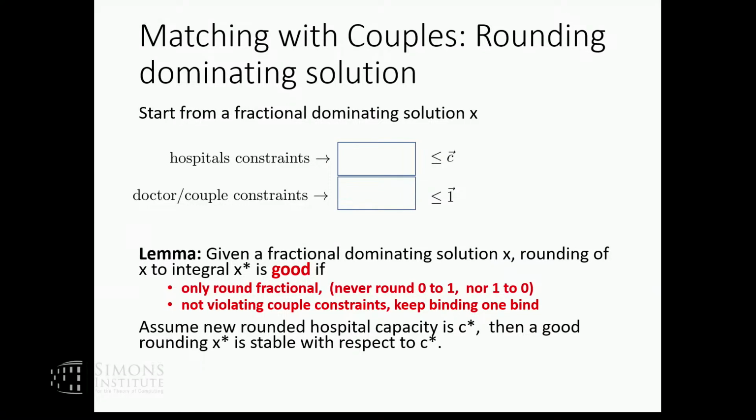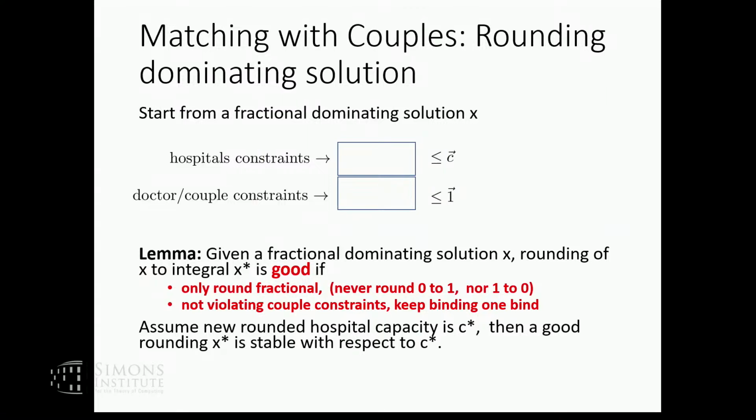And I call a routing good if, first of all, it only routes the fractional variables. Okay? I don't want to route 0 to 1 or 1 to 0. And second, this routing does not violate the couple constraints. And if a couple constraint was binding, it should keep it binding. Okay? So if I have such a good routing, I might violate the capacity constraint at a hospital. This is okay. And I call that new routed capacity C star.